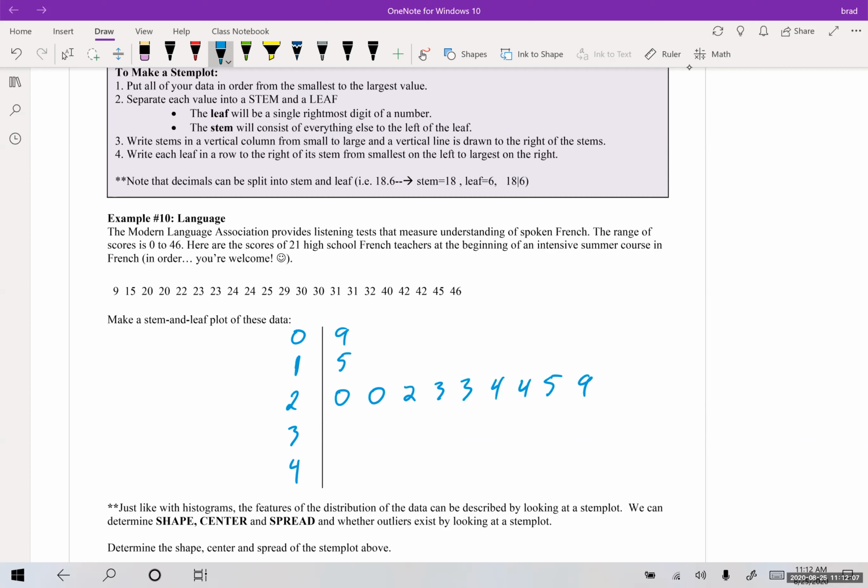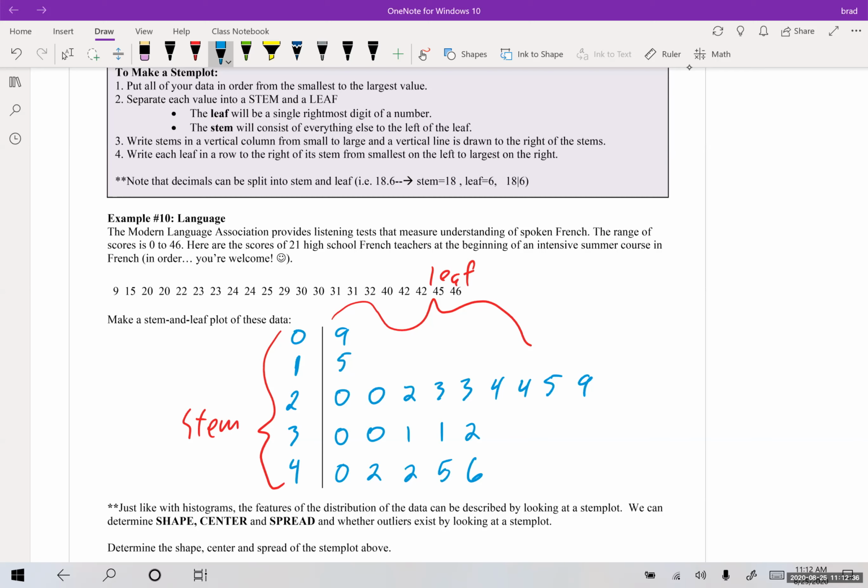And that's all you do. So this is the leaf, and this is the stem, okay? So then 30 has 30, 30, 31, 31, 32, okay? And then 40 has 40, 42, 42, 45, and 46, okay?